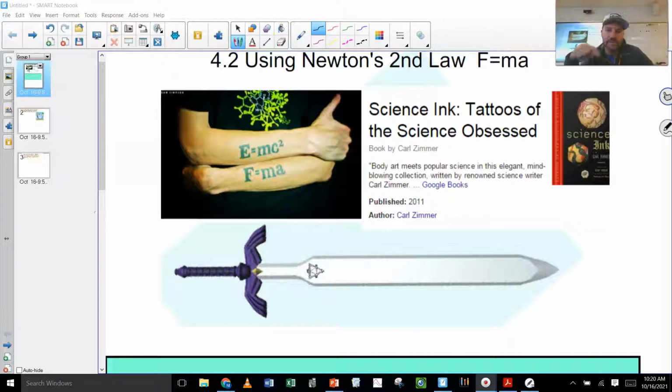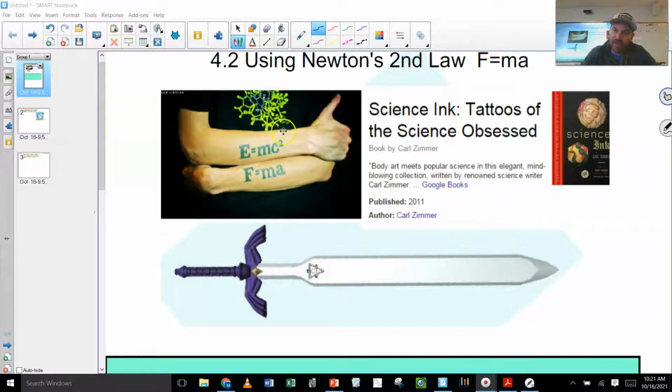We're going to be focused today specifically on this law. And this law says if you increase the force, you increase the acceleration. If you decrease the force, you decrease the acceleration. That's directly proportional. When one goes up, the other goes up. If you increase your mass, then you decrease your acceleration. These are inversely proportional. And I kind of equate these to the master sword.